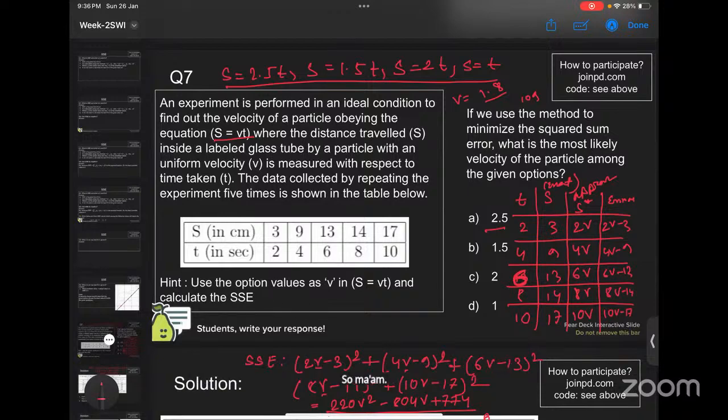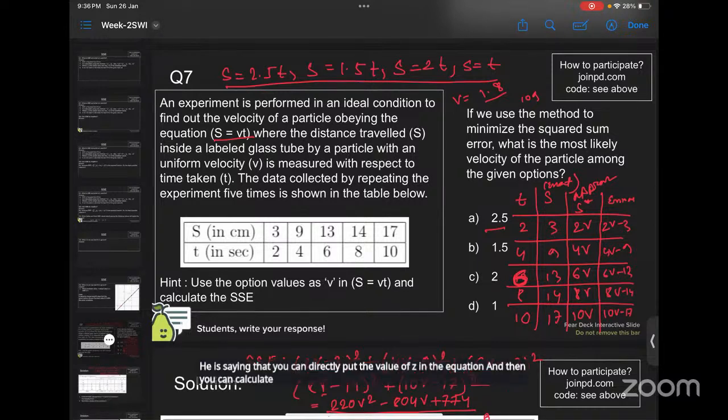Ma'am, what he's saying, for the table, we have to subtract 2.5t minus normal t, which is 2. He is saying that you can directly put the value of v in the equation, and then calculate the SSE for these 4 different equations, 4 different times. Then you can compare the SSE. This is a very long process, ma'am.